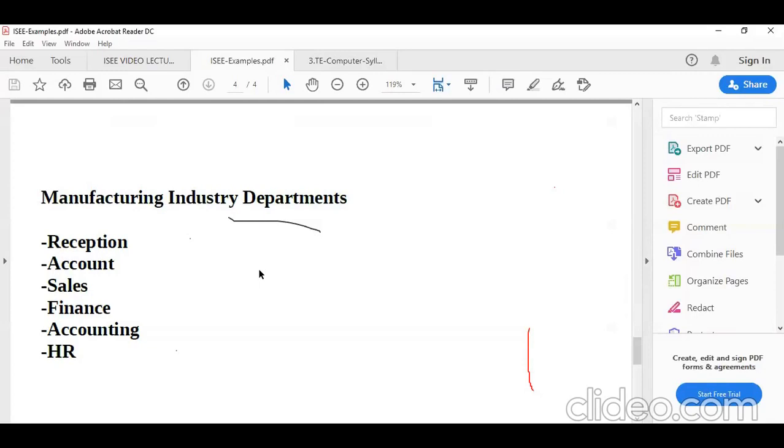Okay, take the example here. There is a manufacturing industry. There is one particular manufacturing industry. Now you must be knowing each manufacturing industry has different departments with it. Yes or no?